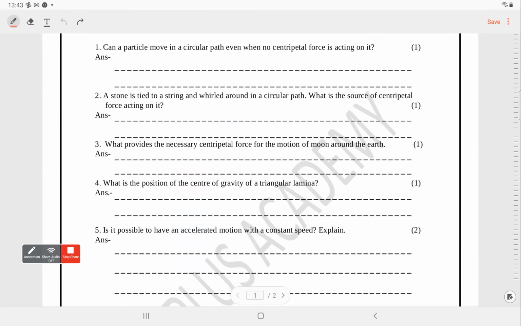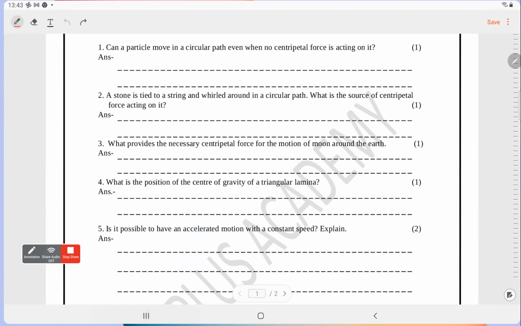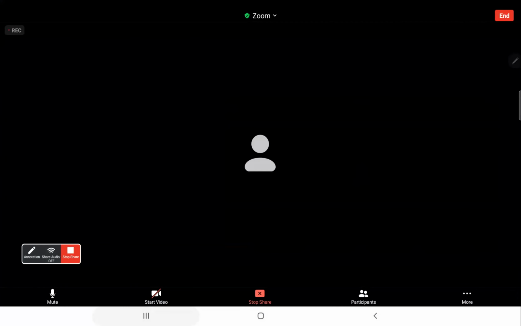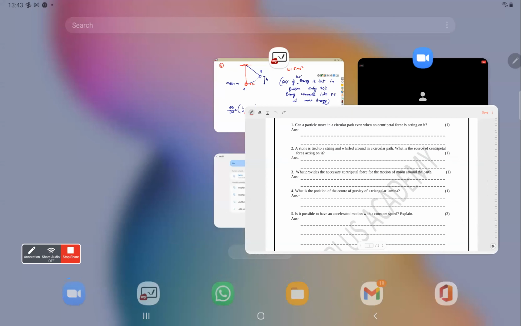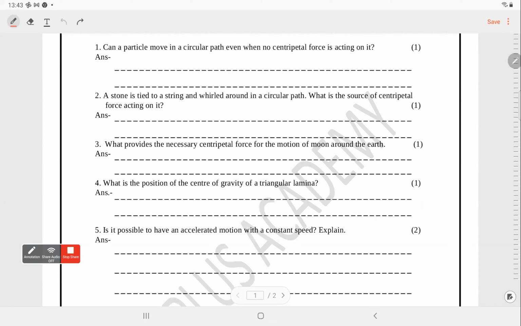Sir, like in question 4, do we just have to write or also draw and show? Both. Draw the diagram also, and write also verbally. That point is called.